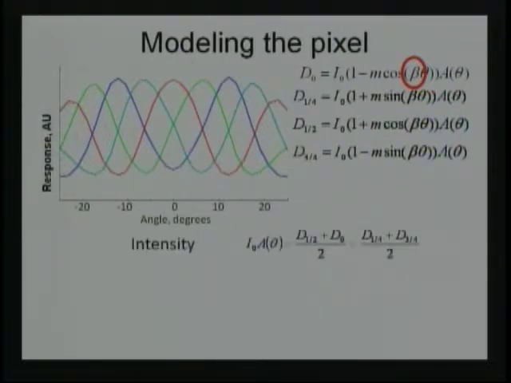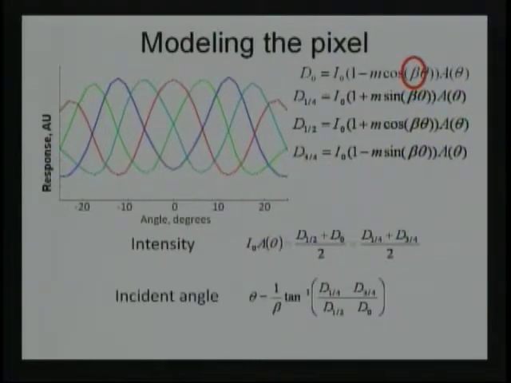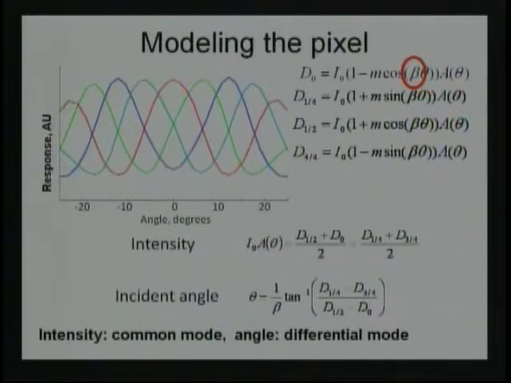With this information, I can still extract my intensity information by just taking the averages of complementary responses. But I can also now compute incident angle directly by just doing a trigonometric transform on it. So from a circuitry perspective, what we can say here is that the intensity information is captured in the common mode of these signals, and the angular information is captured in the differential mode by subtracting things.